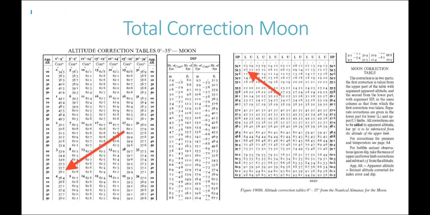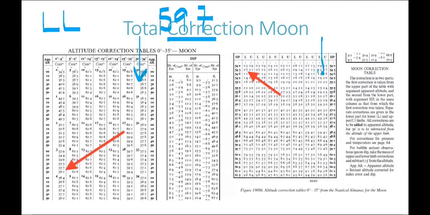Let us say, just tell me, I'll give you an example. Whether have you taken upper limb or lower limb observation, beta? Just pick up any one. Lower limb, sir. Okay, so it's a lower limb observation. Let's say the HP we have obtained from the almanac is 59.7. This we have obtained from the daily page. So let us say the altitude was 32 degrees. So when we enter into this column, we see the HP equal to 59.7. This is where we have that HP.